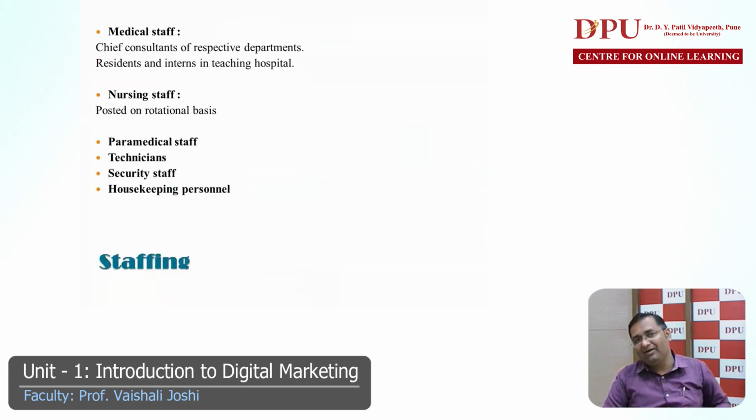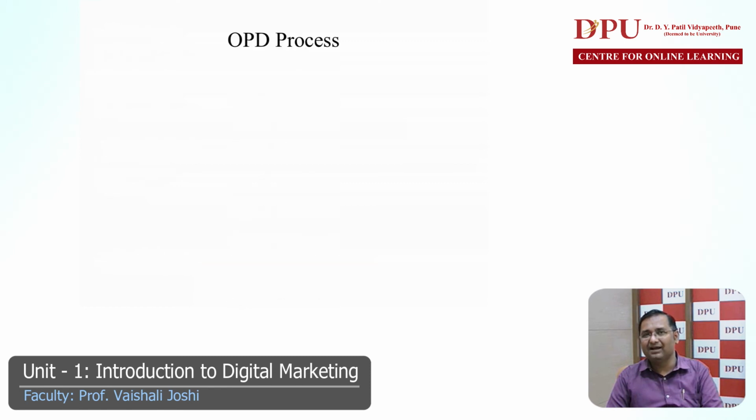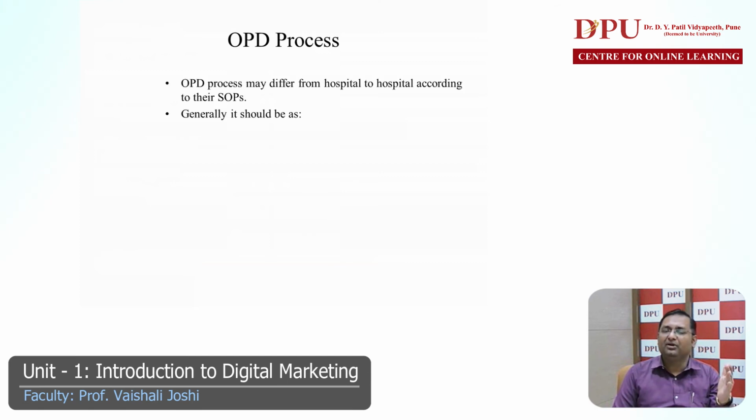What should be the staffing pattern of the OPD? Who should be the medical staff? The chief consultant of the respective department, residents and interns in teaching hospitals. Some nursing staff posted on a rotational basis. Paramedical staff, technicians, security staff, and housekeeping personnel must be components of the OPD. So that is the staffing nature of the outpatient department. What is the exact process of the outpatient department? The OPD process may differ from hospital to hospital according to their SOPs.